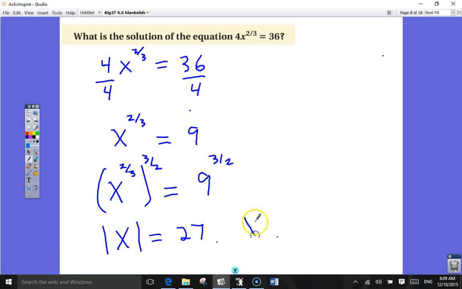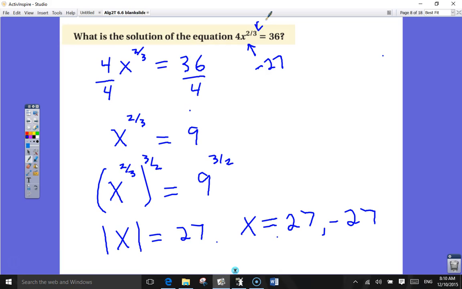And what does that make x? Clearly it could be 27 because the absolute value of 27 is 27. What else could it be? It could be negative 27. Just go back and check it. If I put in negative 27, because of the denominator, I would take the cubed root first. What's the cubed root of negative 27? Negative 3. Then square it. What's negative 3 squared? 9. And 4 times 9 is 36. So we don't find all the answers if we only find the one.